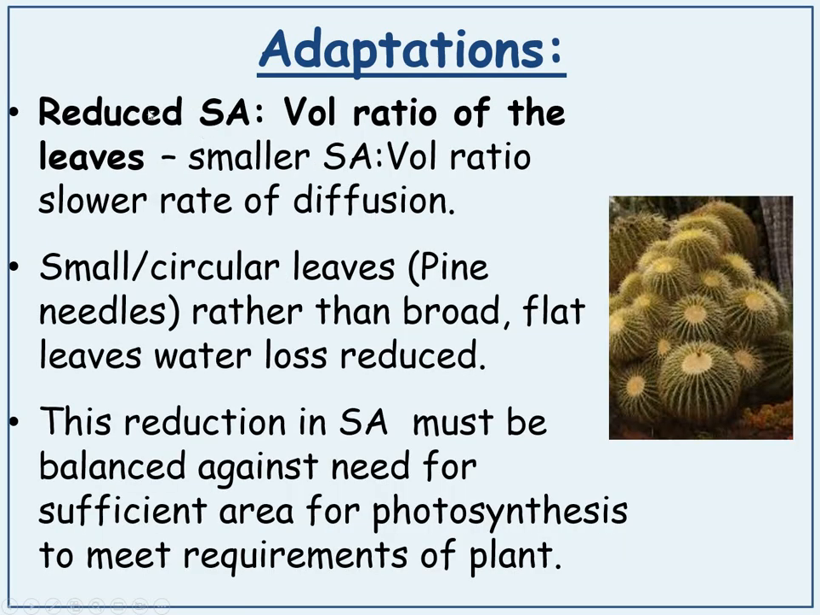Other things they can do is a reduced surface area to volume ratio of the leaves. This is not ideal because they obviously would then have to reduce the rate of photosynthesis. But if they live in extreme conditions where they can't get enough water, they can reduce the surface area to volume ratio of the leaves. Smaller surface area to volume ratio slows the rate of diffusion, and some examples are the small or circular leaves like pine needles rather than broad flat leaves. The reduction in surface area, though, must be balanced against the need for sufficient area for photosynthesis to meet the requirements of the plant.